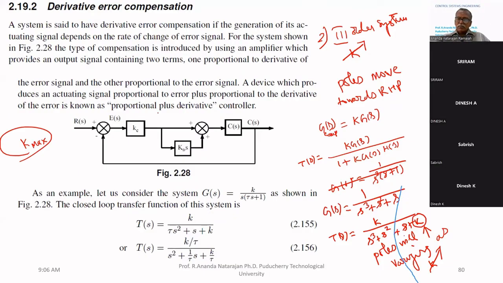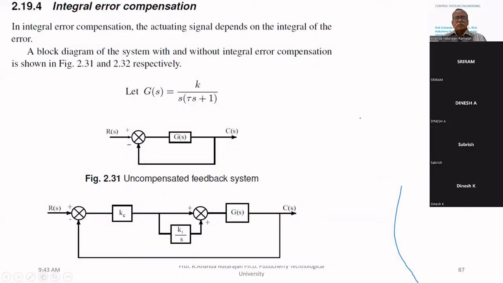These are the two drawbacks with the proportional compensation, or proportional error compensation, or simply the proportional controller. Now let us see derivative error compensation. The next compensation is called integral error compensation.